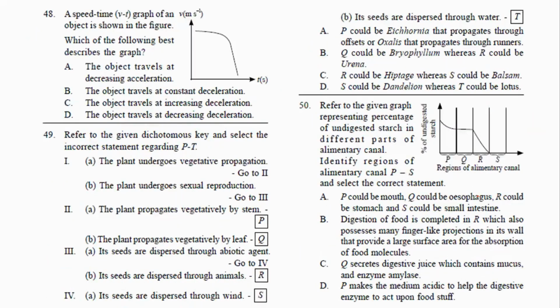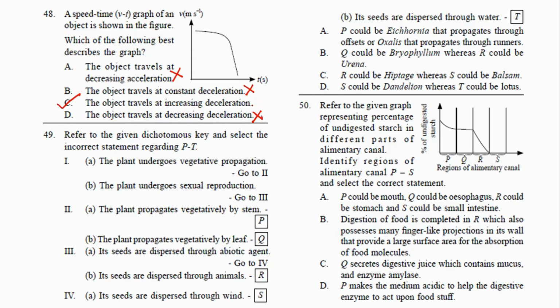Now we come to the 48th question. The 48th question says a speed-time graph of an object is shown in the figure, which of the following best describes the graph. So the object travels at decreasing acceleration. This is wrong. The object travels at constant deceleration. Wrong. The object travels at increasing deceleration. This is correct, because it is coming with a speed and it is lowering down. The object travels at decreasing deceleration. Wrong. So our correct statement is option number C, right?